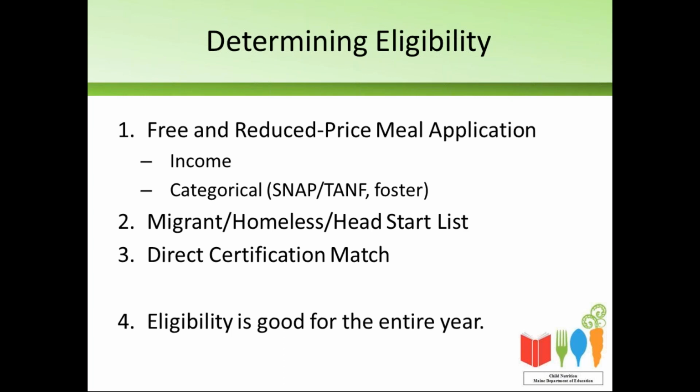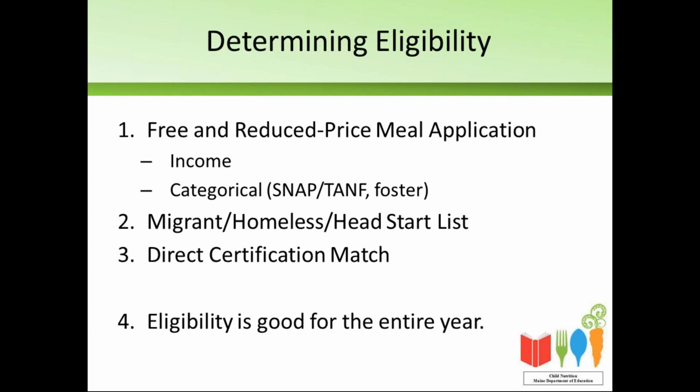Free and reduced meal applications, you're going to look for either income or categorical eligibility. That means either a SNAP or a TANF number, foster child. You might have a list from the migrant liaison, the homeless liaison, and a Head Start list. And then the most important thing is the direct certification list. If you have an application from a family that's on the direct certification list, the direct certification list overrides the application.